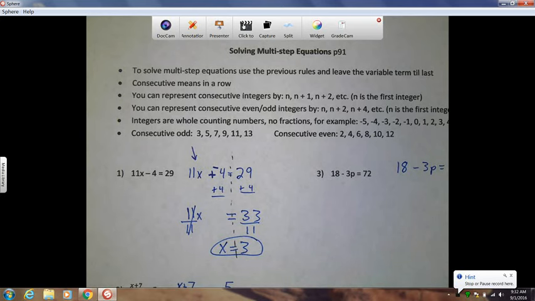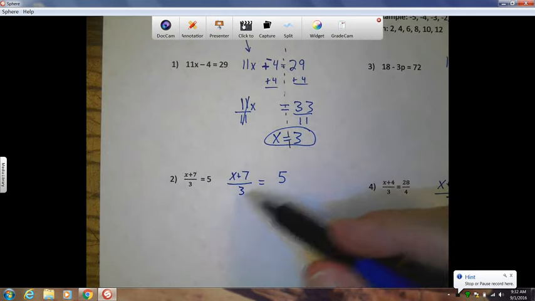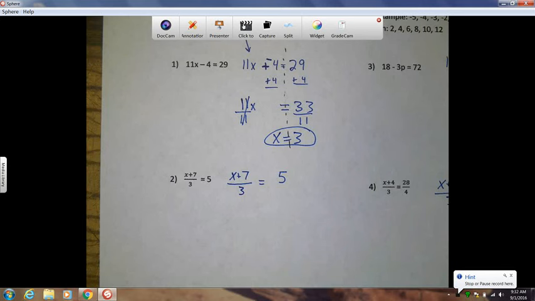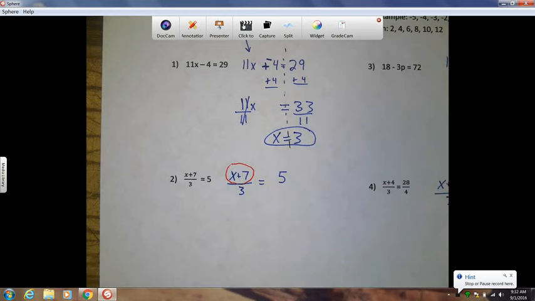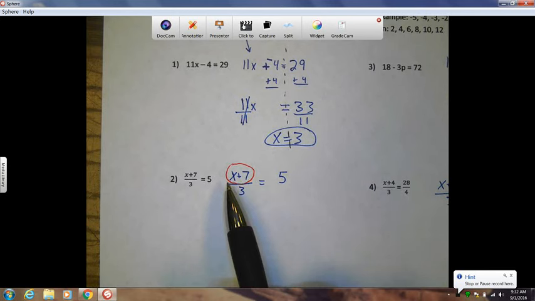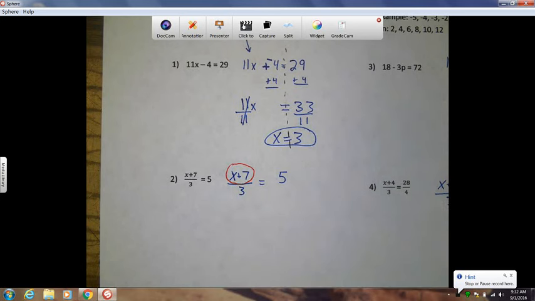Number 2. I have x plus 7 divided by 3 is equal to 5. So once again, I'm going to leave the variable part till last. In this case, this is my variable term, x plus 7. So I'm going to deal with this 3 and leave this part till last. Since it's x plus 7 divided by 3, I'm going to multiply both sides by 3.